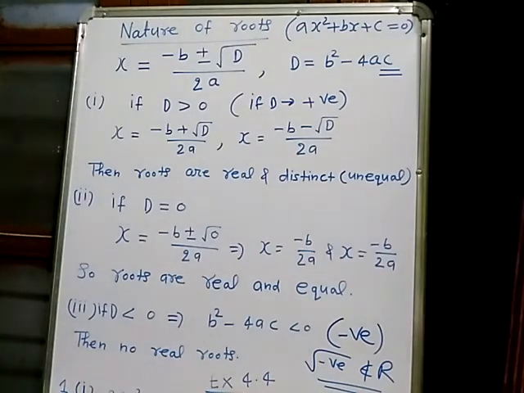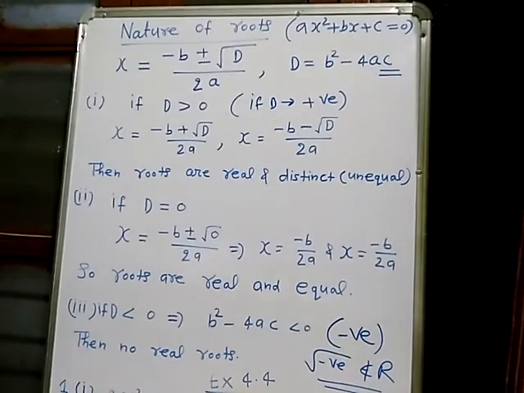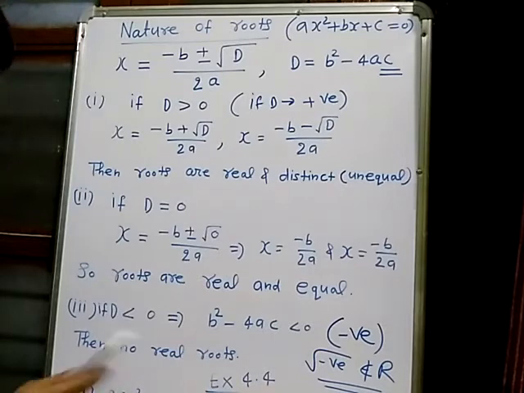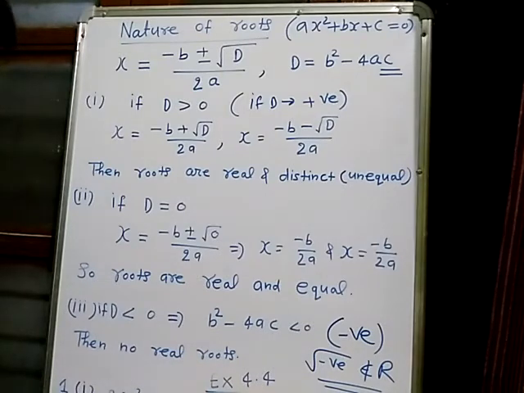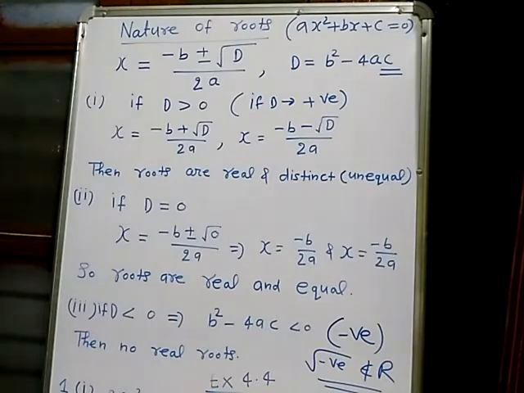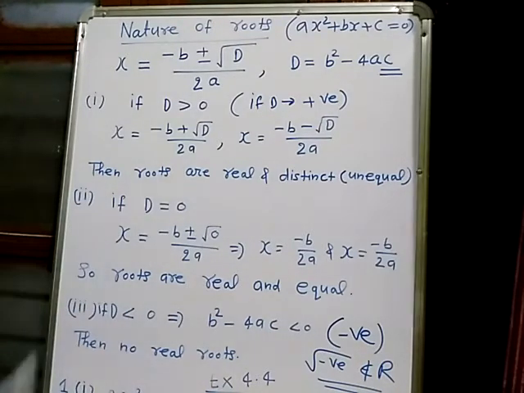So I have taken question number 1, its first part. In this question, the statement given is: find the nature of roots of the following quadratic equation. If real roots exist, then find them. The first part is 2x square minus 3x plus 5 is equal to 0. Firstly you need to understand the nature of the roots, and if the roots are real then find them. So firstly we'll check.